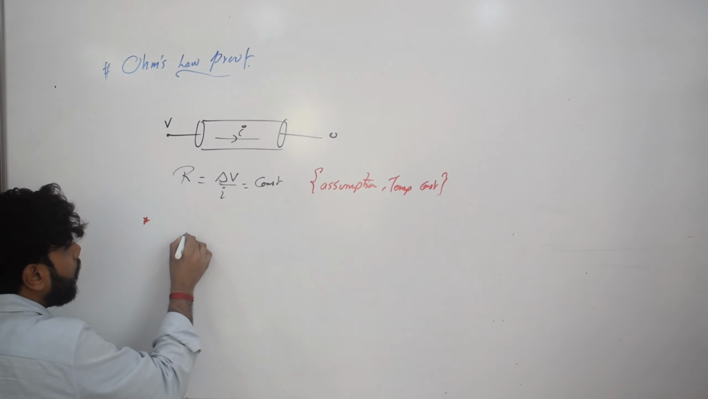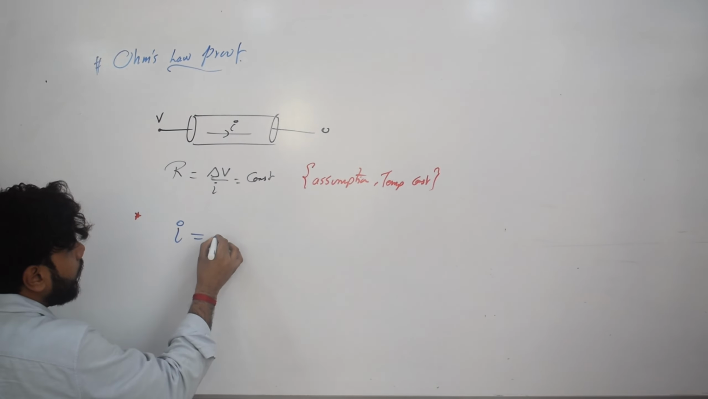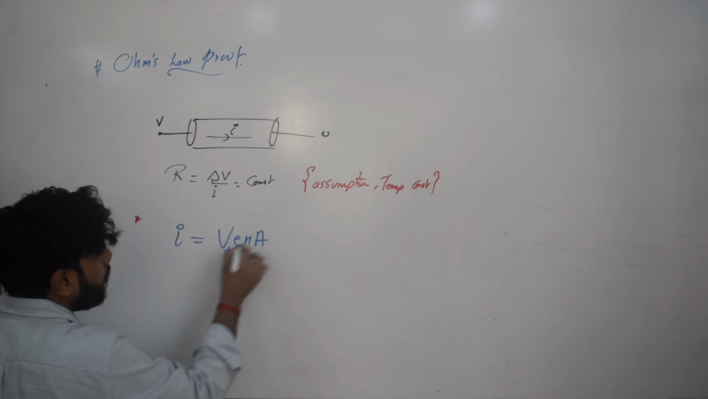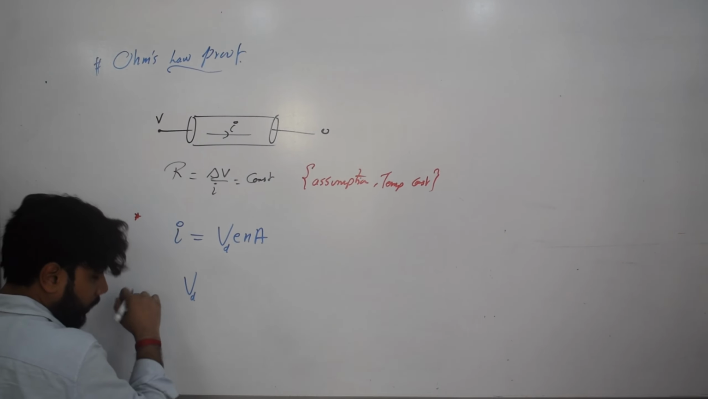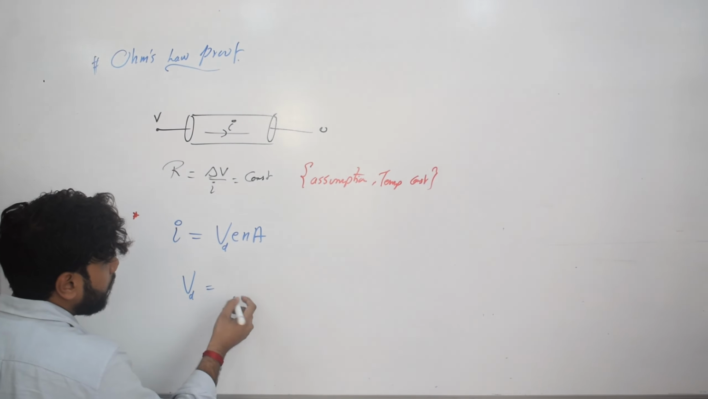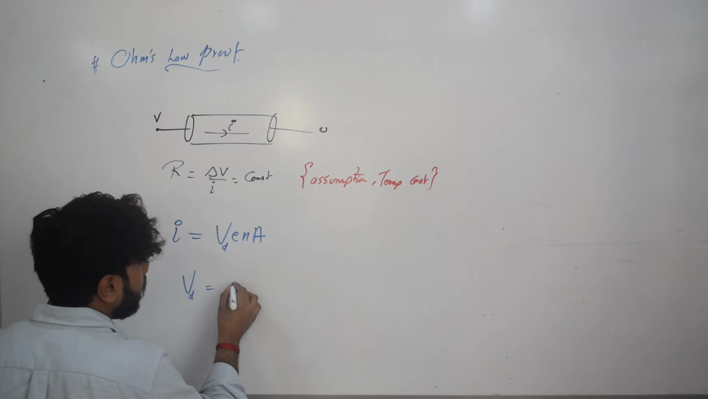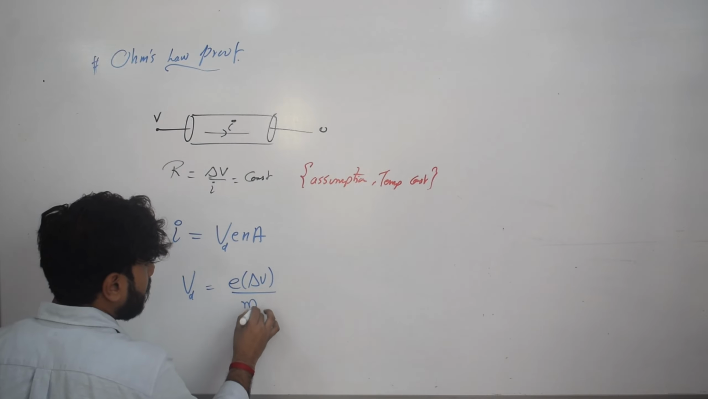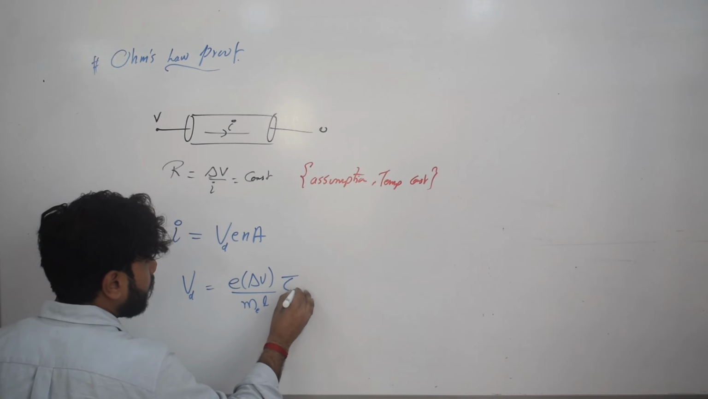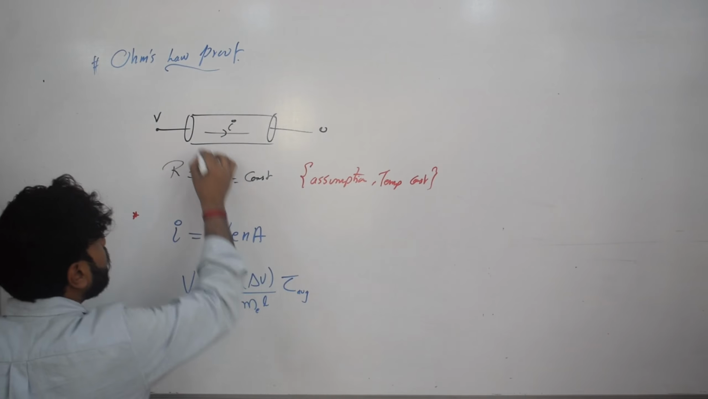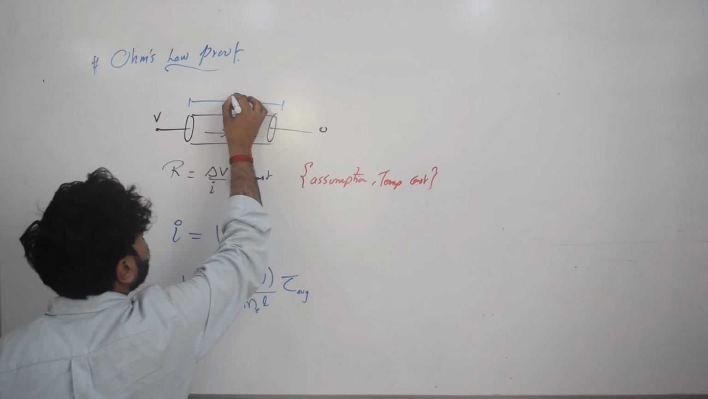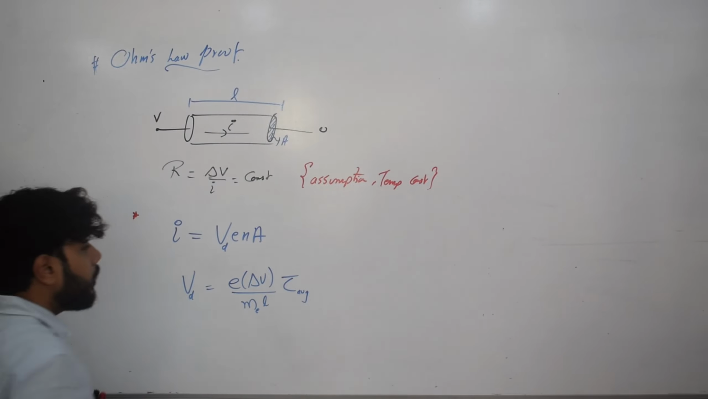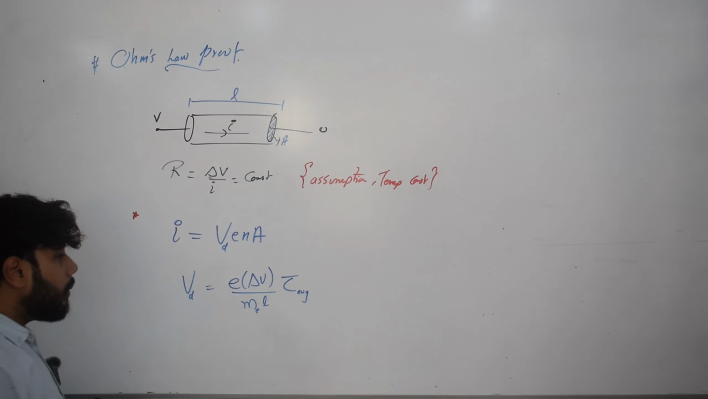Let's see what we have. I we can write as this, and drift velocity we can write as, in terms of potential difference, from the previous class. You must remember, where L is the length of the conductor and A is the cross-sectional area. Alright, so we have this formula.